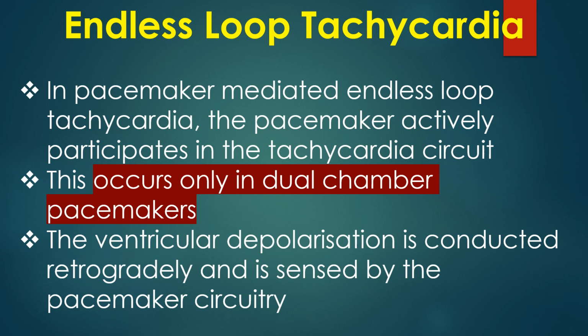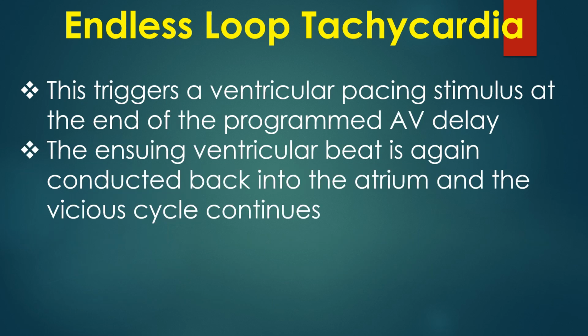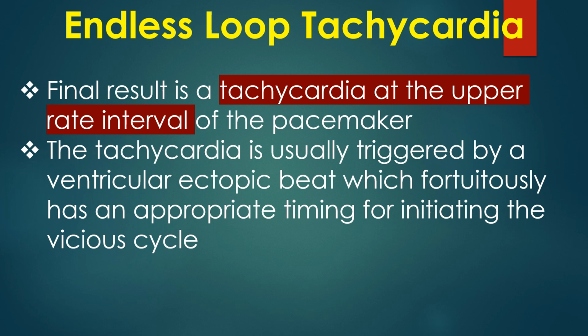In pacemaker-mediated endless loop tachycardia, the pacemaker actively participates in the tachycardia circuit. This occurs only in dual-chamber pacemakers. The ventricular depolarization is conducted retrogradely and is sensed by the pacemaker circuitry. This triggers a ventricular pacing stimulus at the end of the programmed AV delay. The ensuing ventricular beat is again conducted back into the atrium and the vicious cycle continues. The final result is a tachycardia at the upper rate interval of the pacemaker.